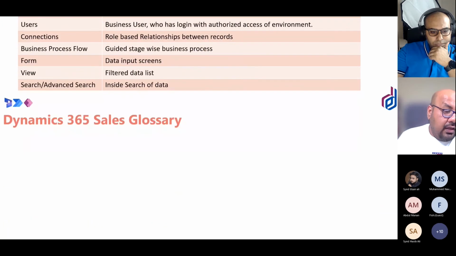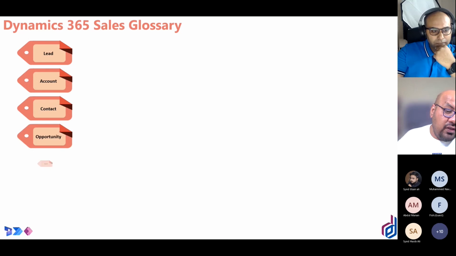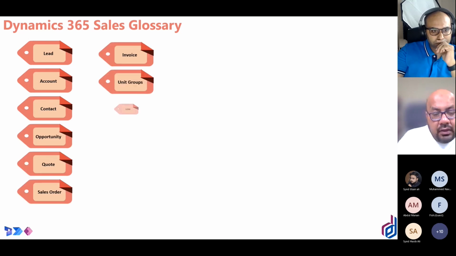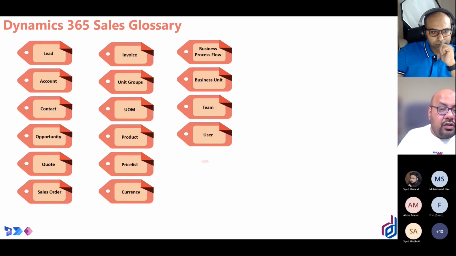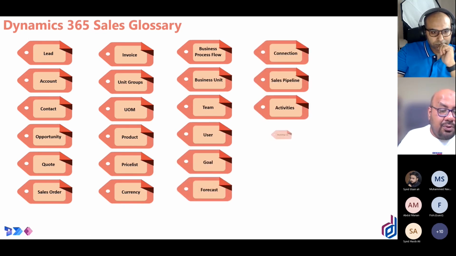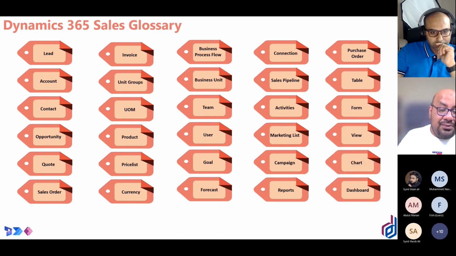And particularly, if we talk about the sales glossary, these are all the terminologies that we are going to look into: lead, account, contact, opportunity, quote, sales order, invoice, unit group, unit of measurement, product, price list, currencies, business process flow, business unit, team, user, goal, forecast, connection, sales pipeline. These are all of the areas we are going to cover here, and these are all the tagged lines that we are going to cover.